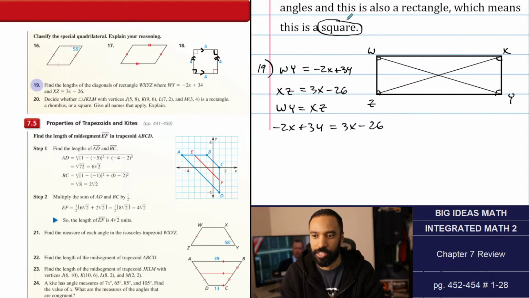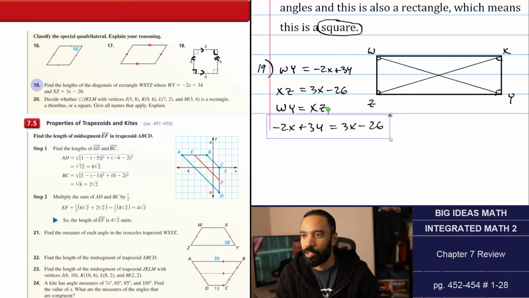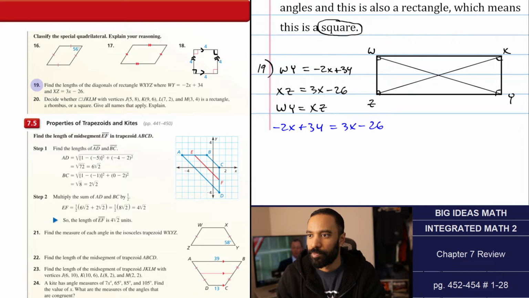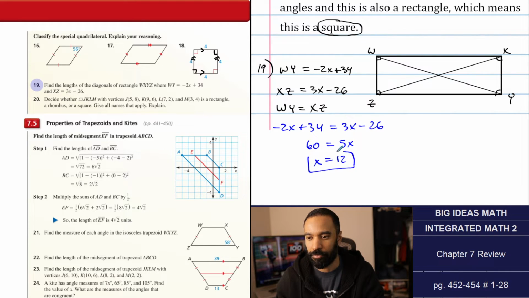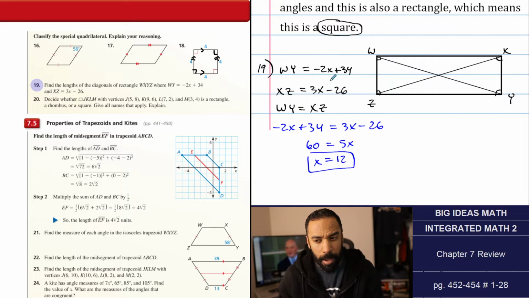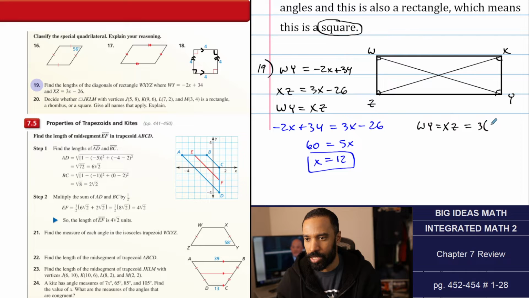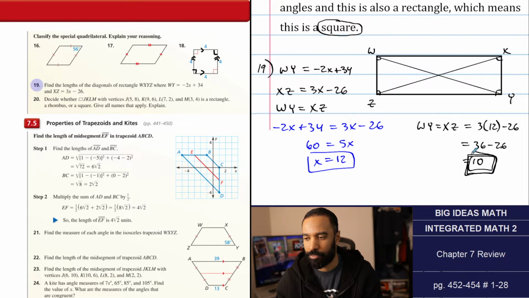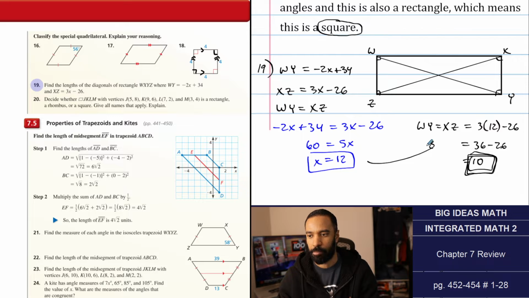They said find the lengths of the diagonals. Let's solve for x, and then use that to find the lengths of the diagonals. Add 2x to both sides, add 26 to both sides, divide both sides by 5, and you get x equals 12. Now, to find the lengths, remember they're going to be the same length, so I just need to substitute into one of them, WY and XZ being the same length. Let's do the 3x minus 26. 3 times 12 minus 26. 36 minus 26, which is 10. This is the final answer that we're getting right there.